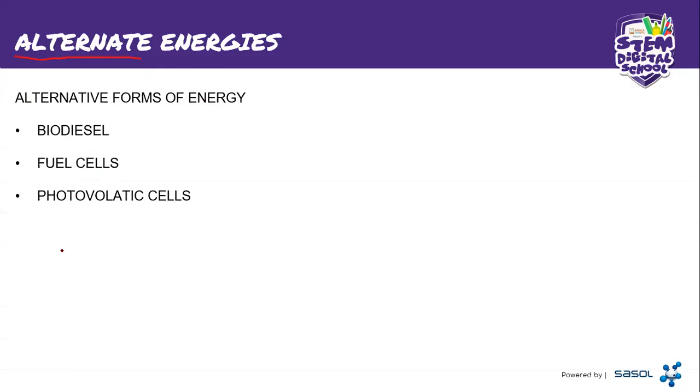And we are going to learn these ones. So you will say, okay, another form of energy is biodiesel. Another form of alternative energy are fuel cells. And another form of alternative energy, those are photovoltaic cells. So these are three alternative sources of energy that we can use to perform various processes, to operate machines, whatever that you can think of. The three alternative sources of energy are your biodiesel, your fuel cells, as well as your photovoltaic cells.